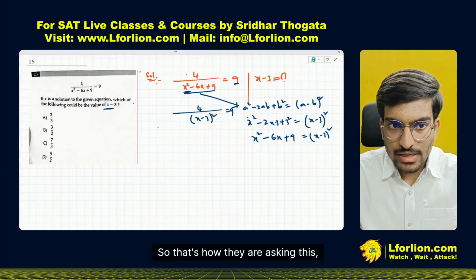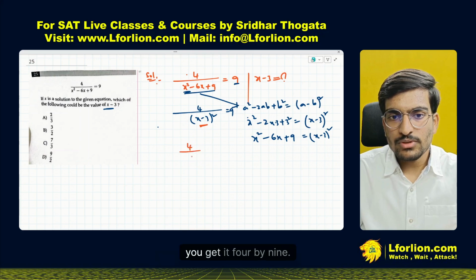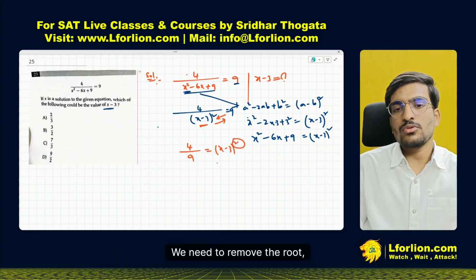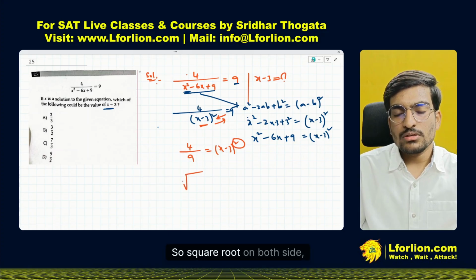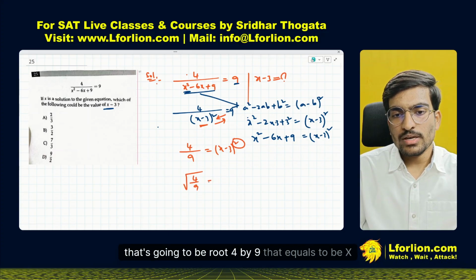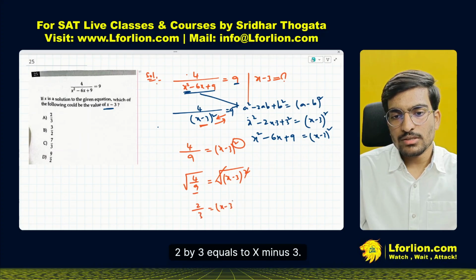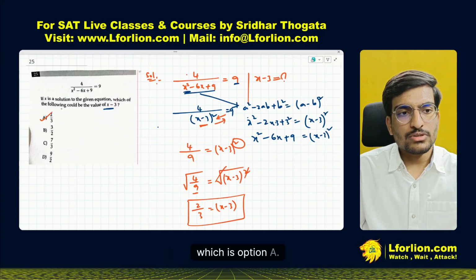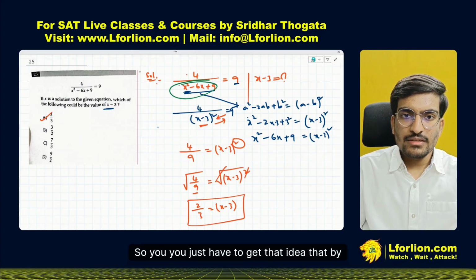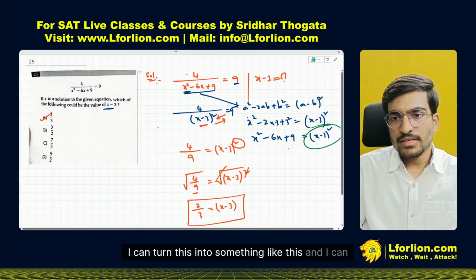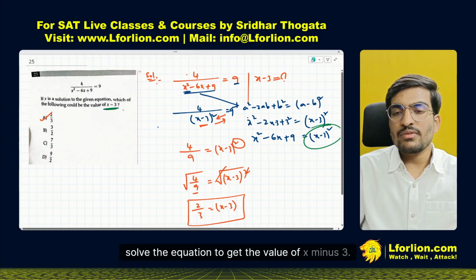So that's how they're asking for this x minus 3. Just transposing a few things, you get it. The 4 by 9, this to RHS, this to LHS, so that's going to be (x minus 3) whole square equals 4 by 9. We need to remove the square, so take the square root on both sides: root 4 by 9 equals x minus 3. Square root of 4 is 2, root 9 is 3. So 2 by 3 equals x minus 3, which is option A. So you just have to get the idea that this is in terms of (a minus b) whole square. I can turn this into something like this and solve the equation to get the value of x minus 3.